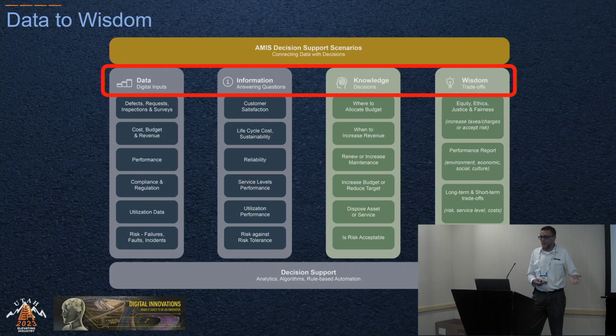So, data to wisdom. For us, it's data, information, knowledge, and wisdom. What are the digital inputs? We have to answer the questions, we have to make decisions, and then we have trade-offs.